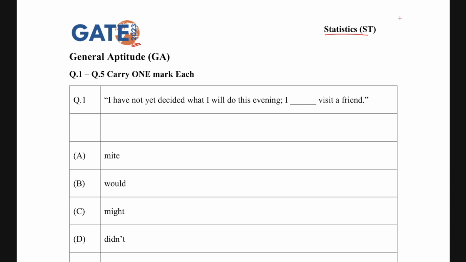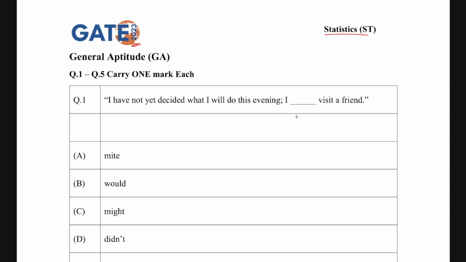All right, so let's start with the first question here. It says that I have not yet decided what I will do this evening. I dash visit a friend. Now, this is a question from English and they are asking about a verb over here. So if you read this, you can easily tell the answer. It says that I have not decided what I am going to do this evening. So I dash visit a friend.